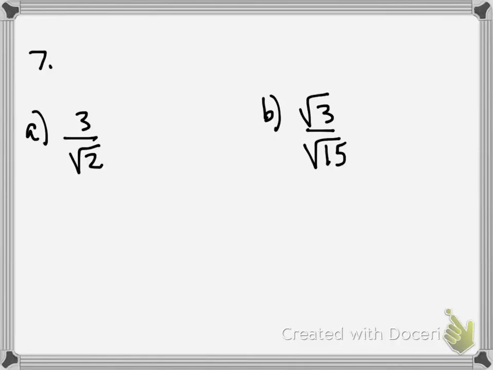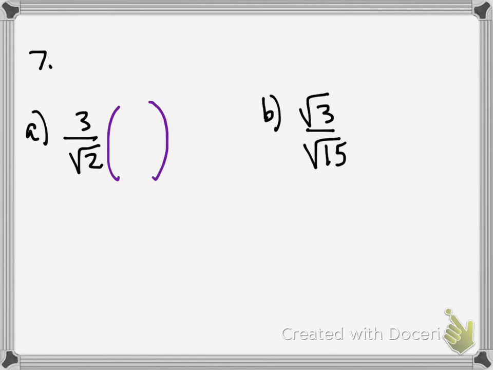For each expression for number 7, we're asked to simplify this completely. So for part A, if I look at my denominator, there's a root, and we know that we can't have a root in the denominator. So we're going to open up parentheses, and our goal is to get rid of the root in the denominator. So the denominator needs to be a whole number.